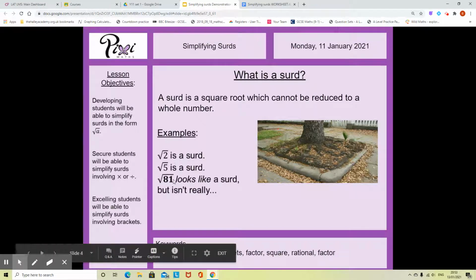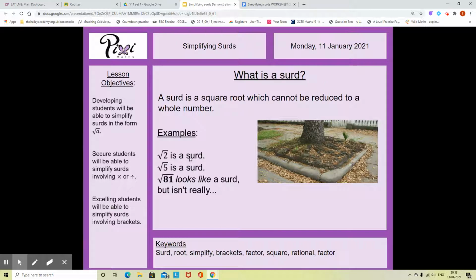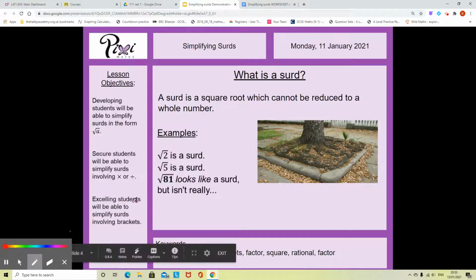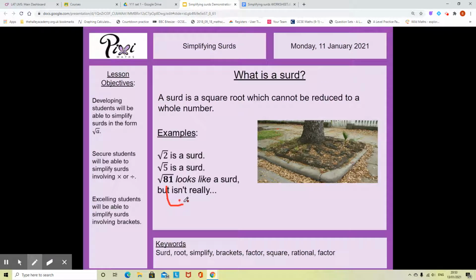Here are some examples of surds. Square root 2 is a surd, square root 5 is a surd. Even though square root 81 looks like a surd, it isn't really, because square root 81 is equal to 9 and we got rid of the square root.